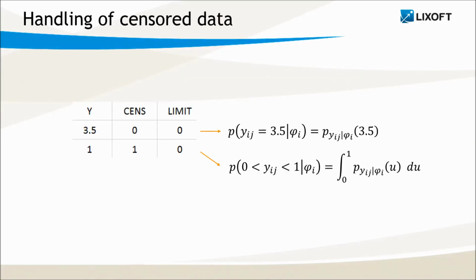Instead of writing the probability of having observed the value exactly, as in the first line here, when the data is censored, we write the probability that the observation is within an interval, and this can be rewritten as an integral. If you are familiar with the non-mem methods, this corresponds to the M3, M4 methods.